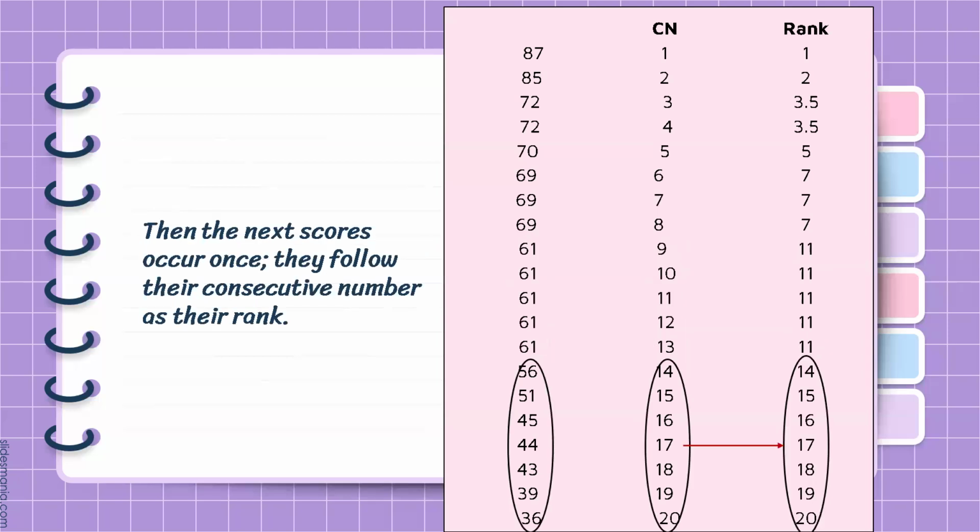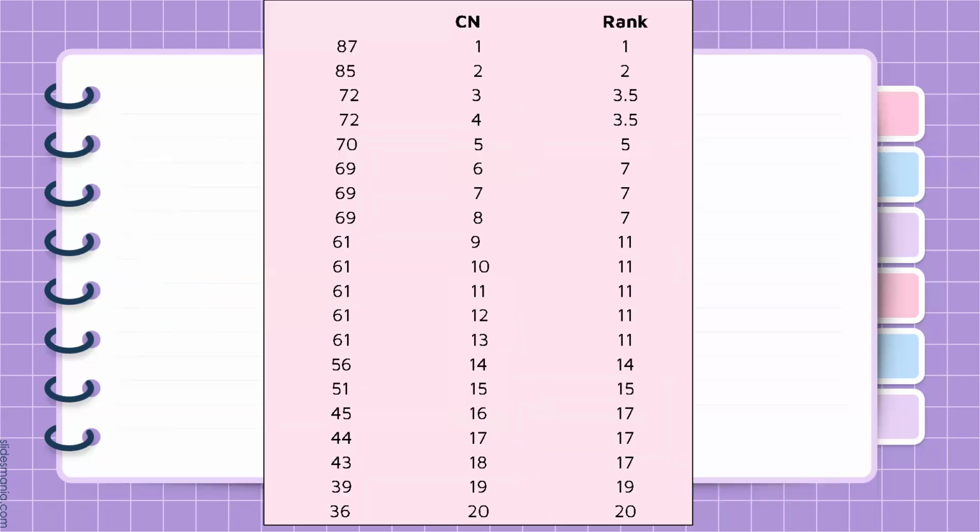Then the next scores occur once, so they follow the consecutive number as their rank. So we have the last score there, 36. Its consecutive number is 20. Since 36 appears once, the rank follows its consecutive number. So the rank of the score 36 is 20. So here is the final rank of the scores.